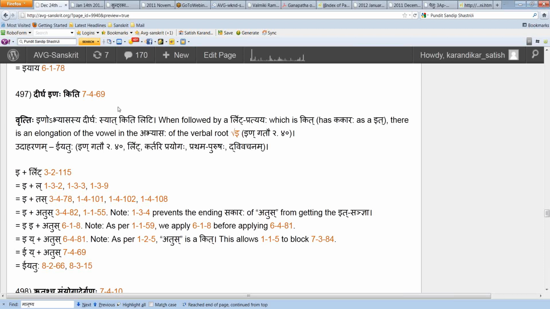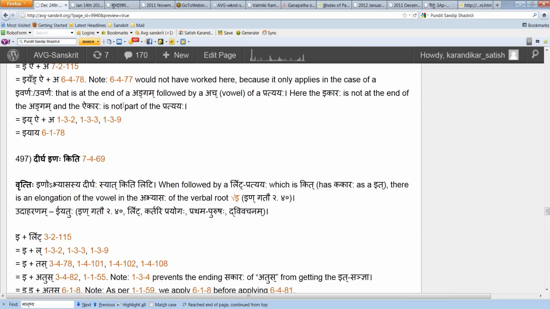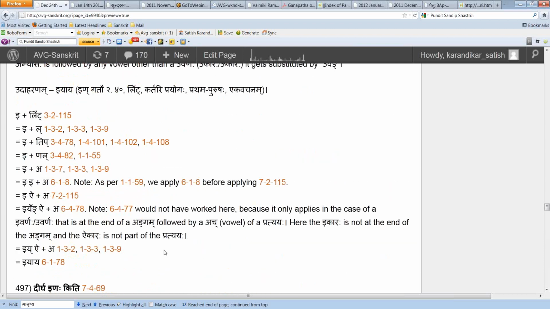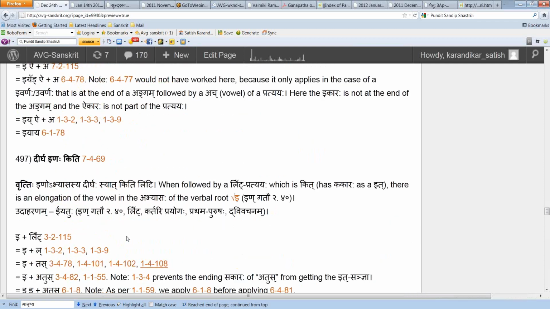Dirgha inah kiti. Now keep in mind, what is the domain of each rule? The prior rule applied to any dhatus' ivarna uvarna in the abhyasa, while this one we are coming to now is only for the dhatu in Gata. How do we know that? Because of course in the sutram itself we can see it. Dirgha inah kiti. Inah kiti. And this is only kiti parataha.